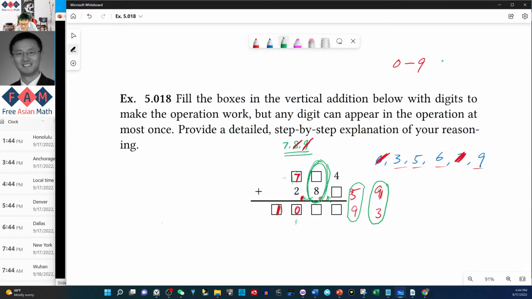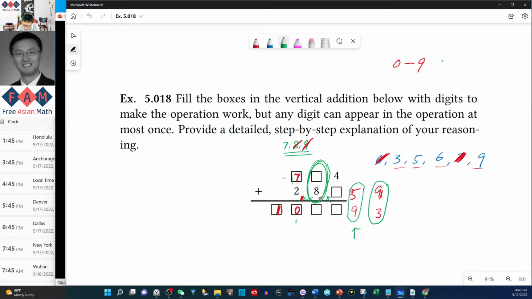Either it's 5, then get a 9, or it's a 9, get a 3. So that allows us to just take a brute force approach to try which one can actually work. So we consider the first choice. If this is 5 and 9, there's no carrying. 4 plus 5 equal to 9.